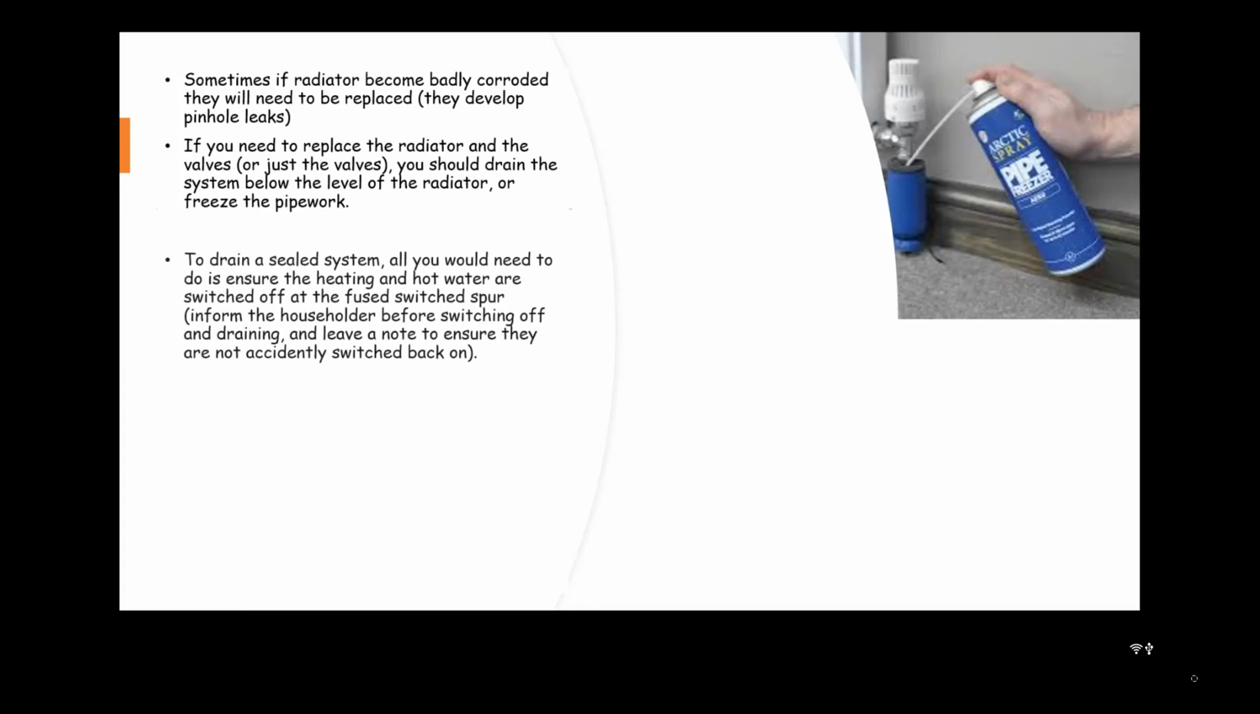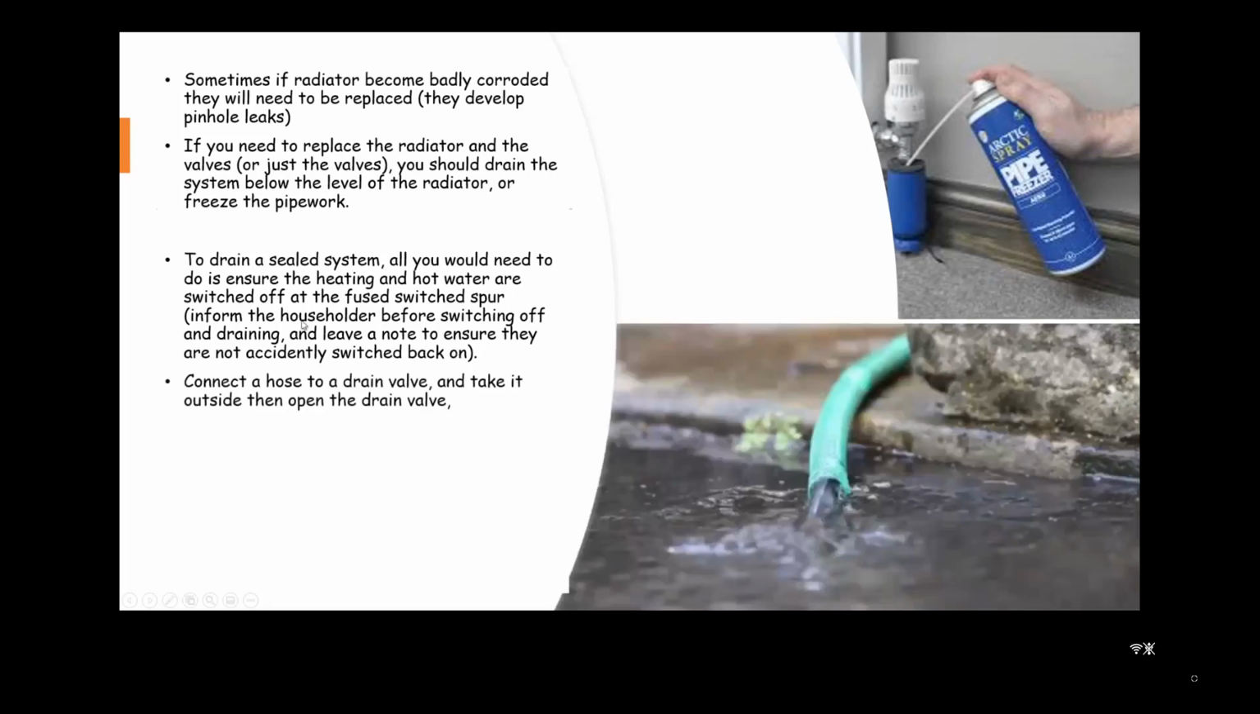So worth noting, to drain a sealed system, you'd need to make sure that you turn off the heating and hot water, ideally at the fuse switch spur. Tell the householder before you switch it off, and give them a heads up of roughly how long it's going to be out of commission for. Leave a note next to it to make sure that it doesn't get switched back on by mistake.